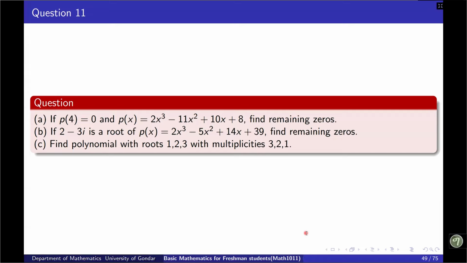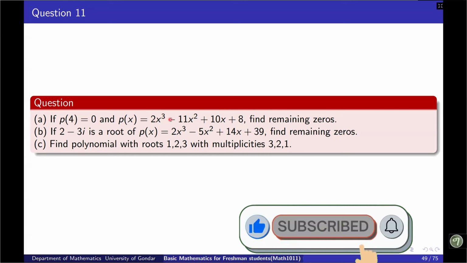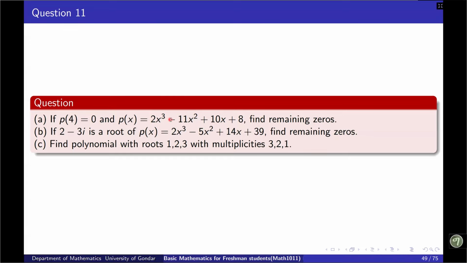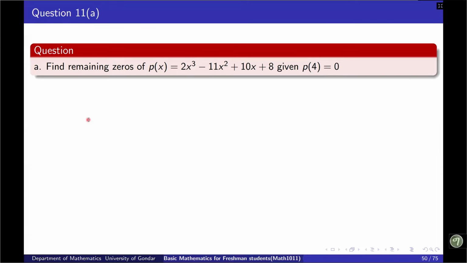Question number 11. If p of 4 is equal to 0 and p of x is given to be this cubic polynomial function, we're asked to find the remaining zeros. We know that this is of degree 3, so the polynomial function will have 3 either distinct roots or roots with some multiplicities. What we are given here is one of the possible roots of this polynomial function, that is 4, because p of 4 is equal to 0, so that 4 is a zero of this polynomial function.